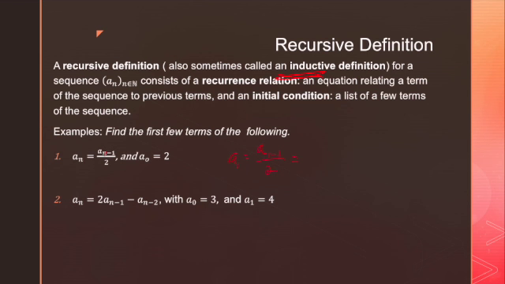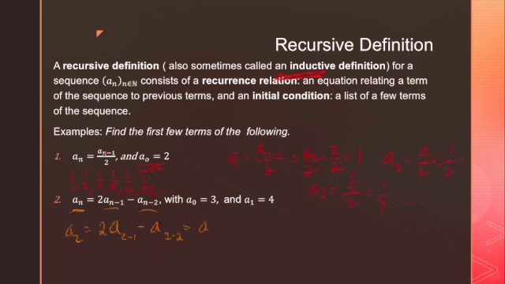Now let's change colors. For the second one, I have a sub n equals 2 times a sub n minus 1 minus a sub n minus 2. In this case, my next term relies on the previous two terms before it. So a sub 2 is 2 times a sub 2 minus 1 minus a sub 2 minus 2. That gives me a sub 2 is 2 a sub 1 minus a sub 0. So that gives me 2 times a sub 1, which is 4, minus 3, which is 8 minus 3, which is 5.